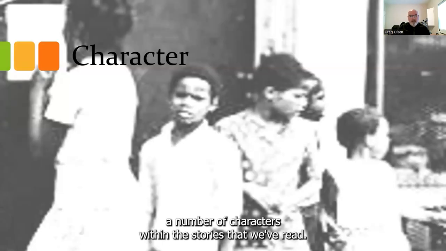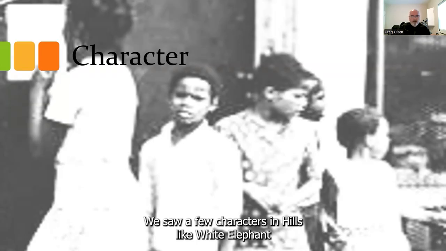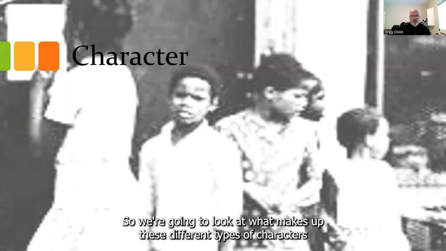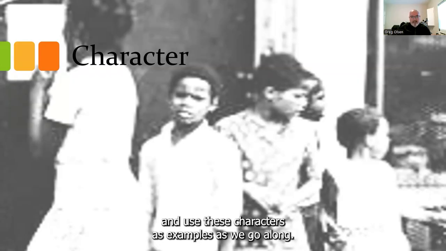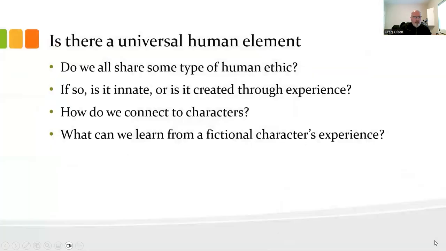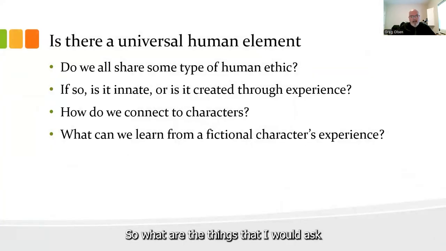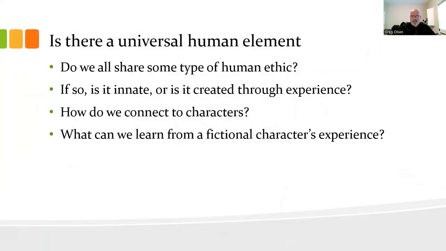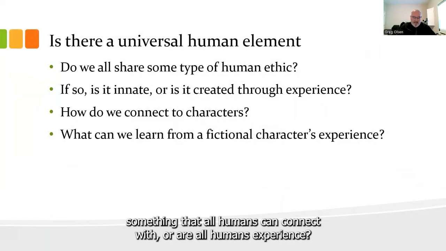We have already seen a number of characters within the stories that we've read. We saw a few characters in Hills Like White Elephants, and then quite a few more in The Lesson. So we're going to look at what makes up these different types of characters and use these characters as examples as we go along. So one of the things that I would ask before getting into characters is, do we have a universal human element, or is there something that all humans can connect with or all humans experience?